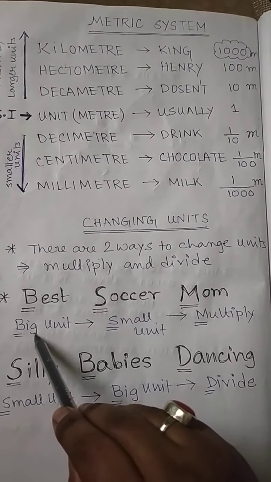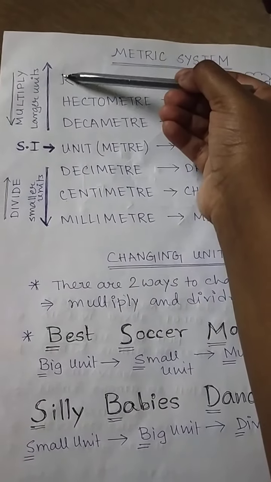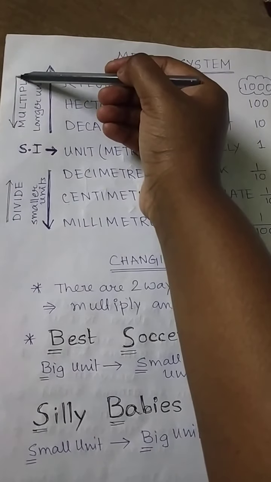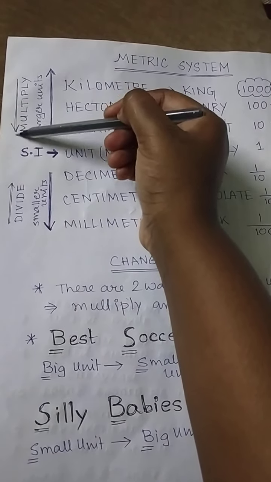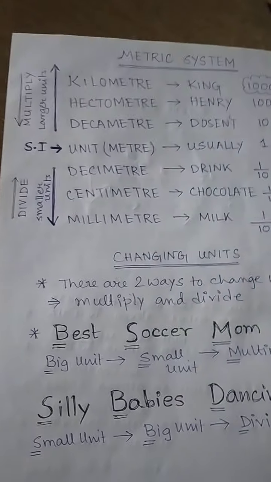From the bigger unit, these are the smaller units. After kilometer, hectometer is smaller, decameter is smaller still, and meter is again smaller. So as you go downwards in the table, what do you have to do? You have to multiply. I have given the arrow this way, so as you go downwards, you multiply.